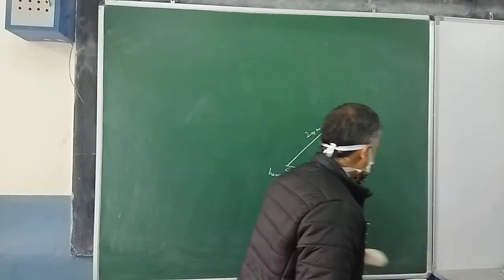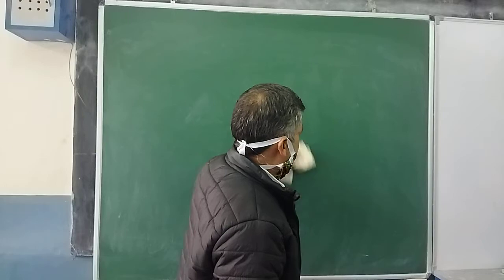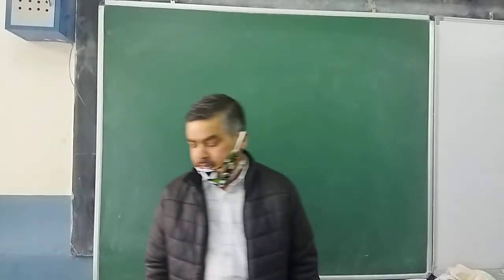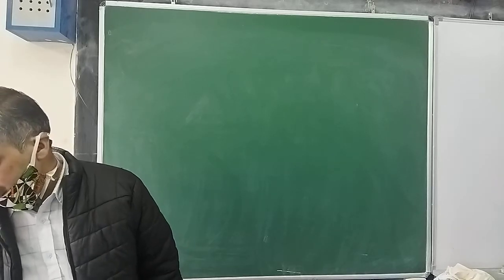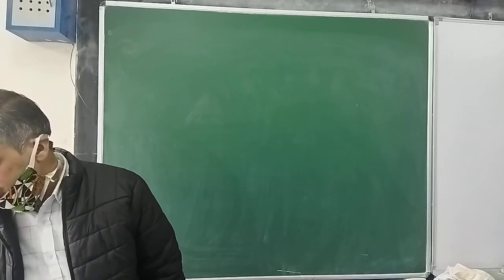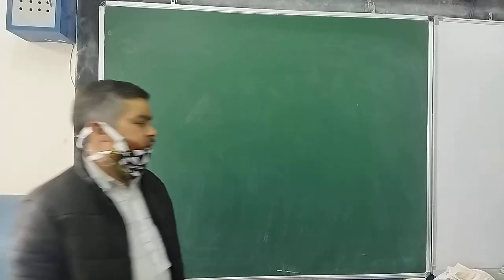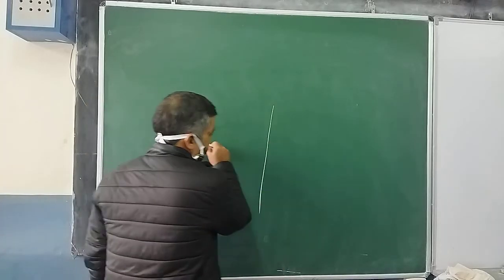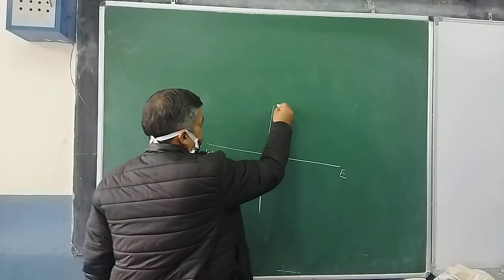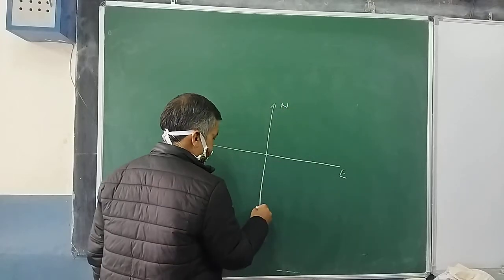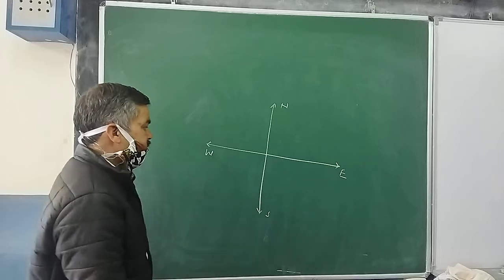Then number 11. In number 11, read the problem. An aeroplane leaves an airport and flies due north at a speed of 1000 km per hour. So you draw the directions first. This is your east, this is your west, this is north, and this is south. Mark all 4 directions.